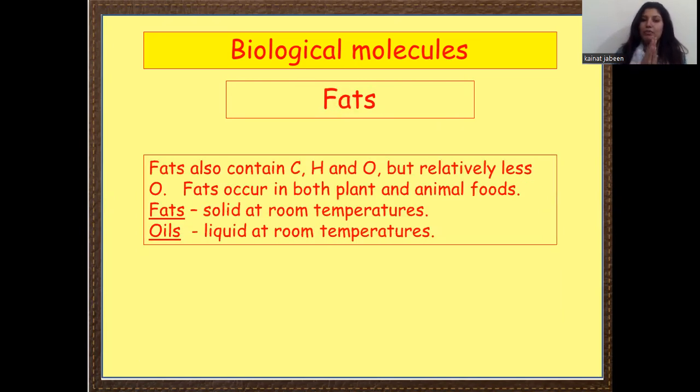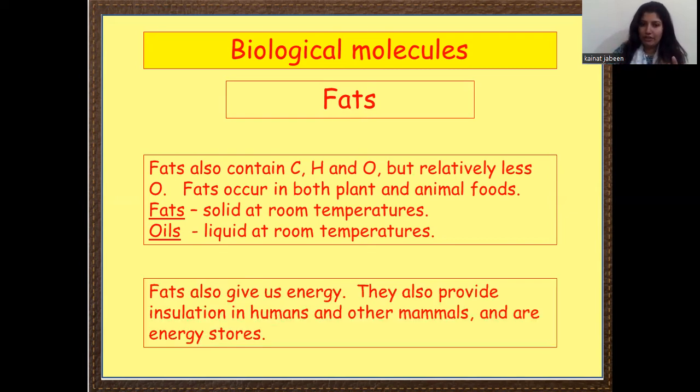The next important biological molecule is fat. There are two types: either oil in liquid form or fat in solid form. If it is solid at room temperature, we call it fat, and if it is liquid, we call it oil. Fat also contains carbon, hydrogen, and oxygen, but the difference between carbohydrates and fats is that in fats the level of oxygen is lower compared to carbohydrates. What is the function of fats?